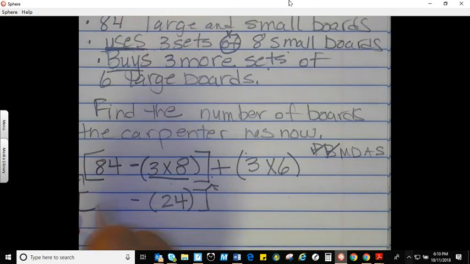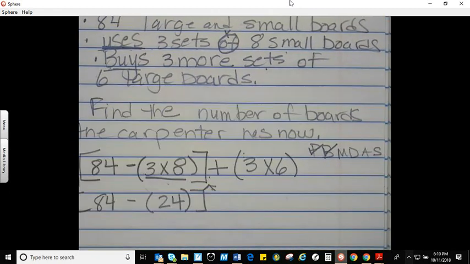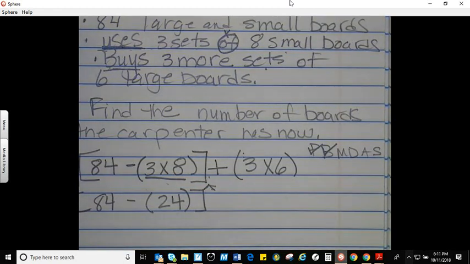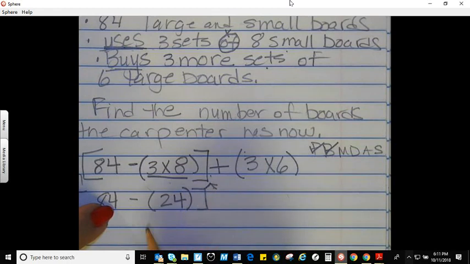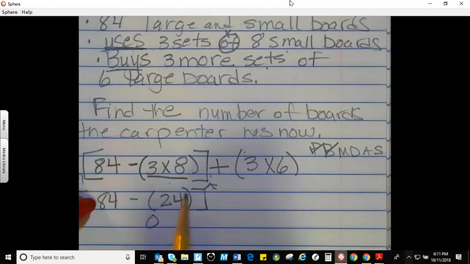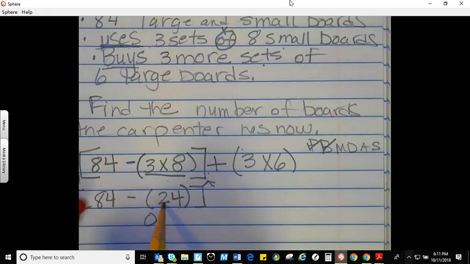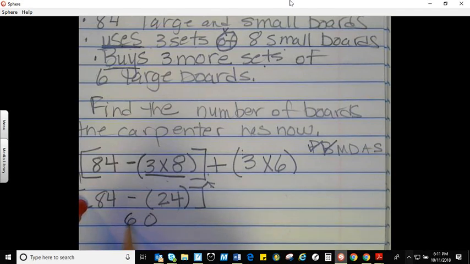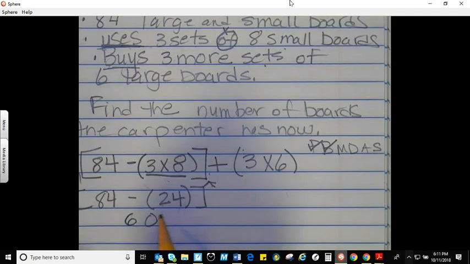Now I can subtract out 84 because it's going to tell me how many boards he's got left. So what is 84 minus 24? 4 minus 4 is 0. 8 minus 2 is 6. Sorry, gave you the answer. I hate it when I do that. So he's got 60 boards left.